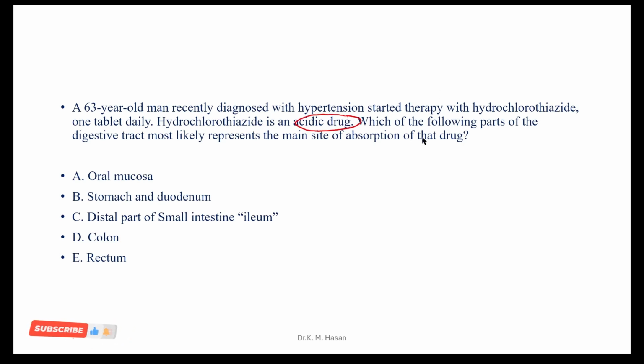In order to answer this question, we need to ask ourselves which part of these tissues has an acidic environment: the oral, the ileum, the colon, the rectum, or the stomach and duodenum. If you say the stomach and duodenum has an acidic environment, you are correct. So the medication will be absorbed well in the stomach and duodenum.